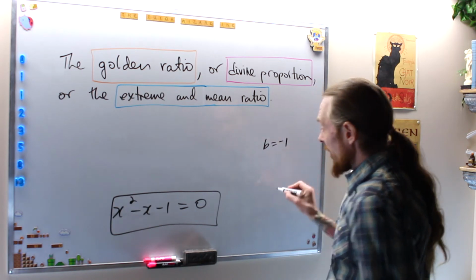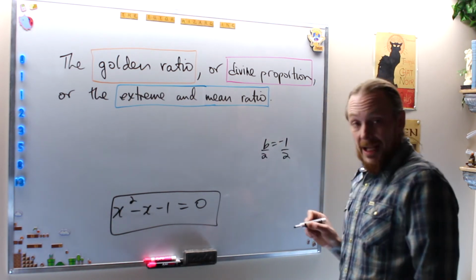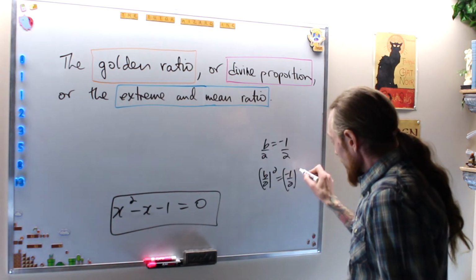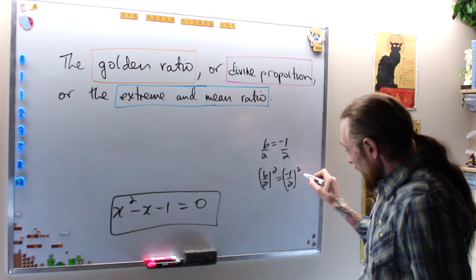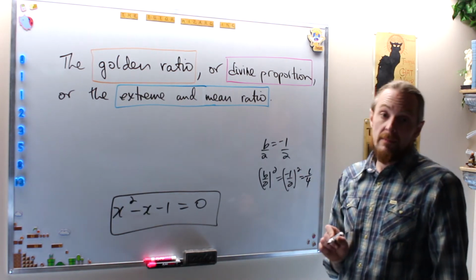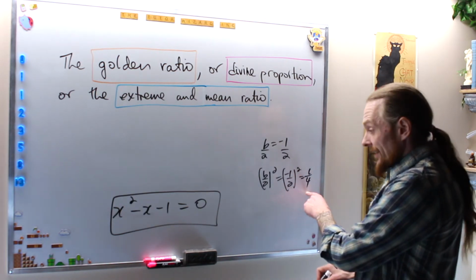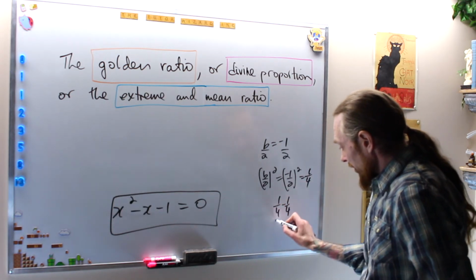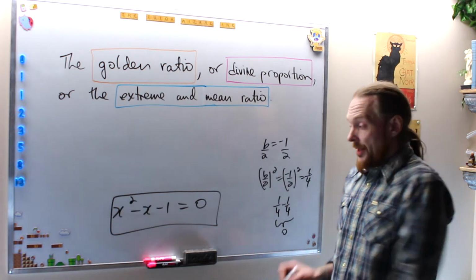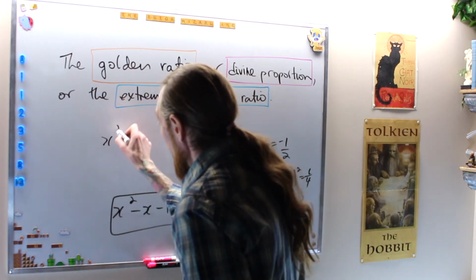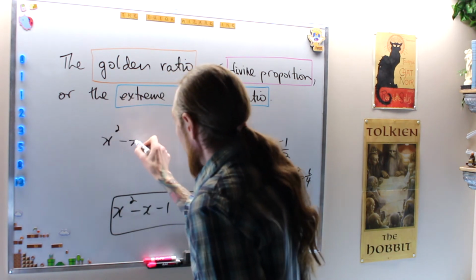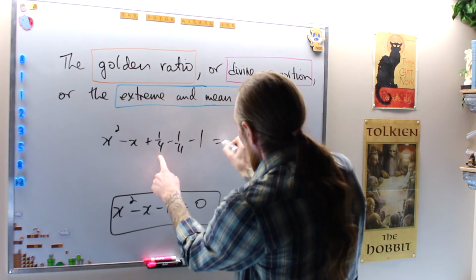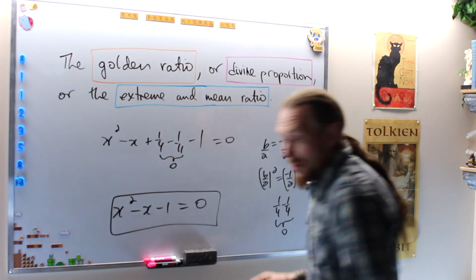B is negative 1 over 2, which is negative 1/2. B over 2 squared is negative 1/2 squared, which, using exponent laws, is 1/4. That's the thing I need, but I can't just add that in, so I'm going to add 1/4 minus 1/4, which is 0. This now becomes x squared minus x plus 1/4, the thing I needed, but minus 1/4 minus 1 equals 0. I've added 0 right in the middle there.